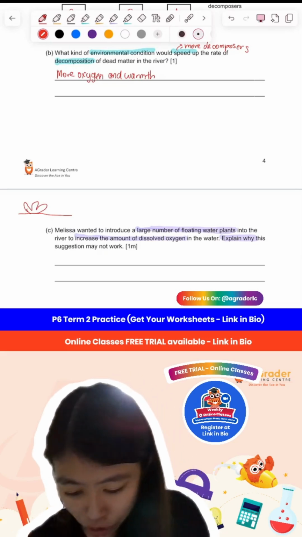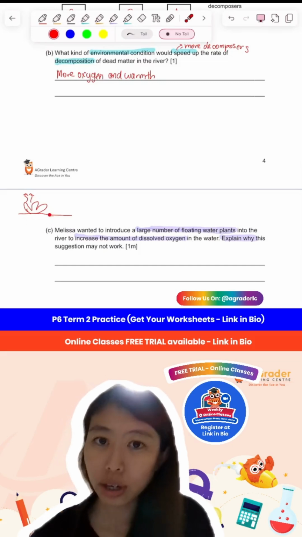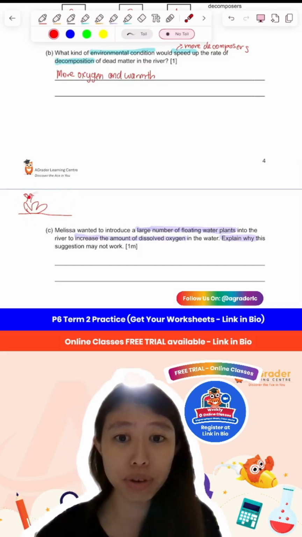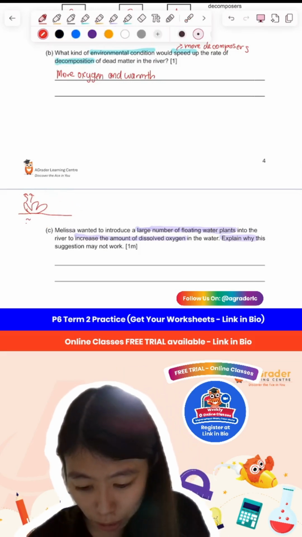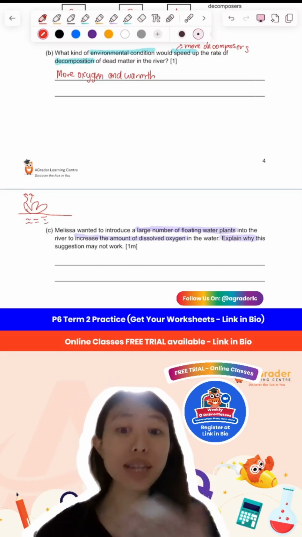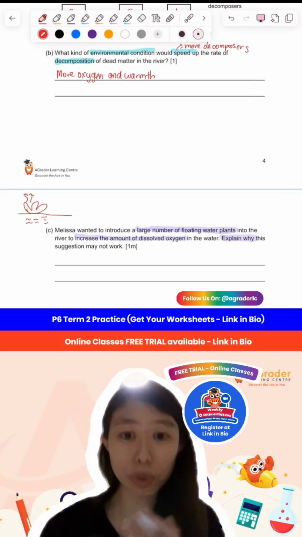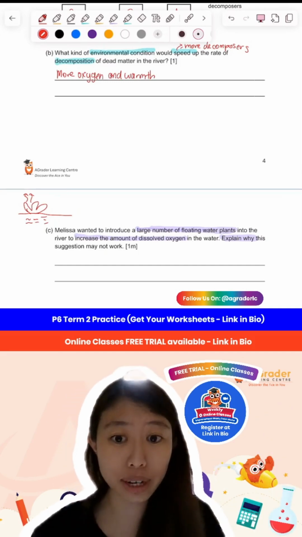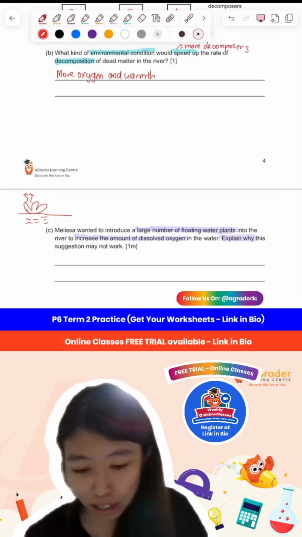Then the oxygen released by the plant doesn't go into the water. It is actually released to the surrounding air, the atmospheric air. Different. The one that goes into the water must be dissolved oxygen. So floating plants don't help in the amount of dissolved oxygen at all, because oxygen released by floating plants is released into the surrounding air, not into the water. Let me just write this one down.